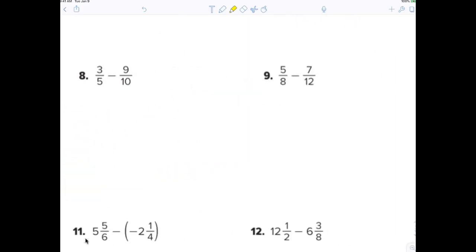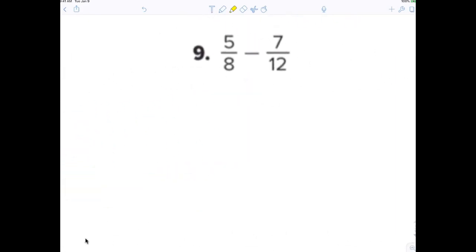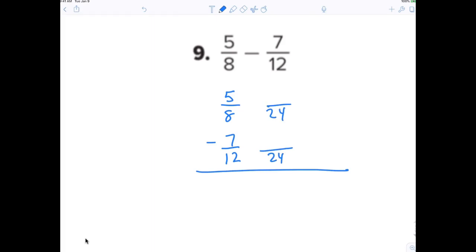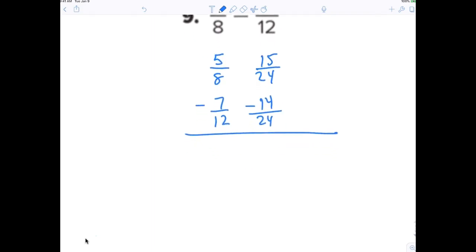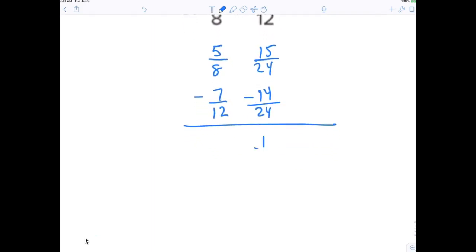All right, Mr. Meade, go. Common denominator. Are these relatively prime? No, so you can't multiply them together. So what's the common denominator? That would be 24. So the top fraction would be 15. The bottom fraction? Negative 14. Final answer would be 1 over 24. Yes, I'm happy. Good job. Very good.